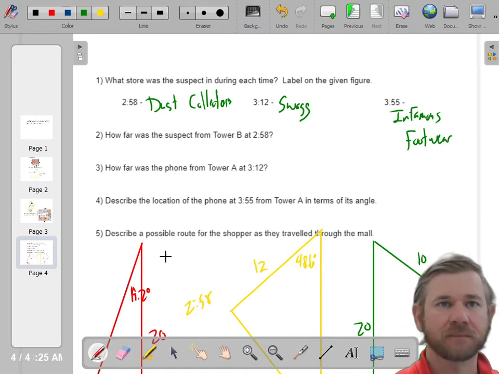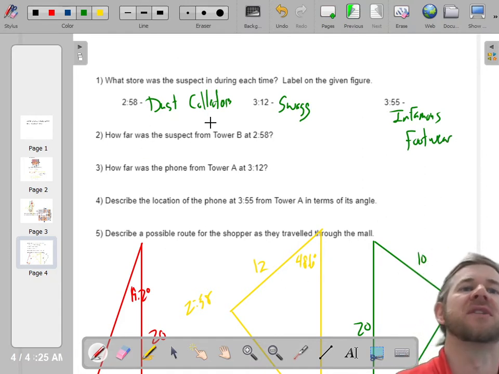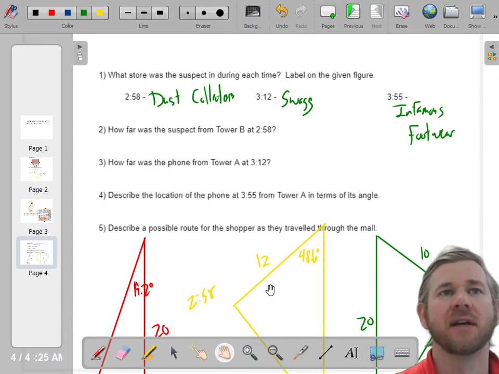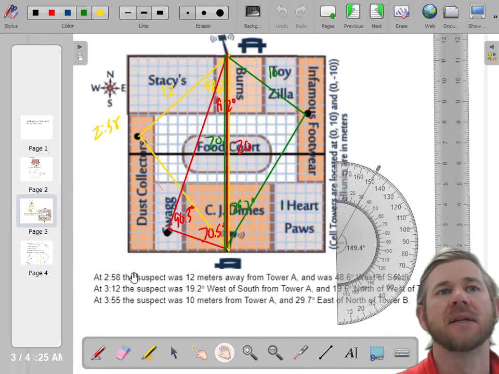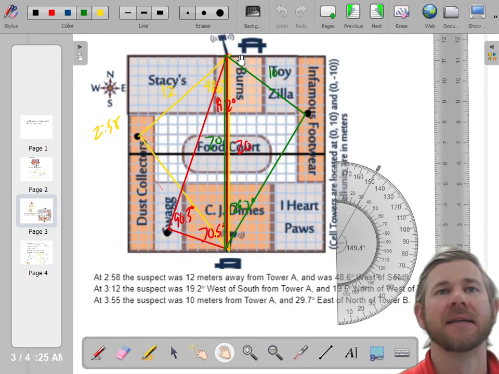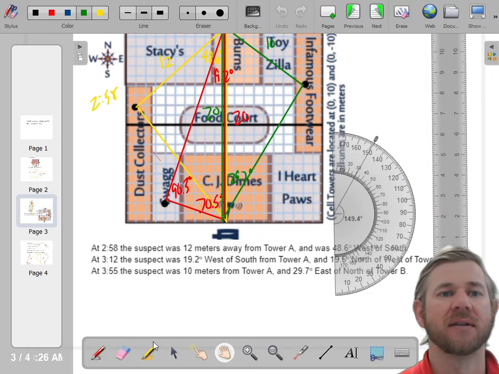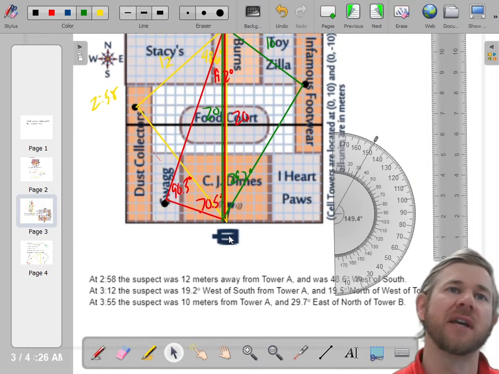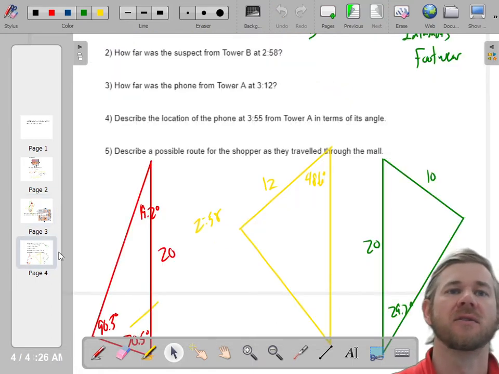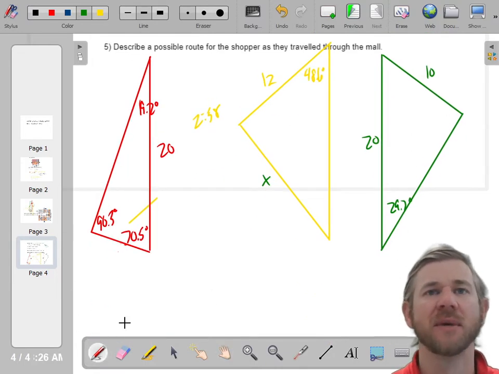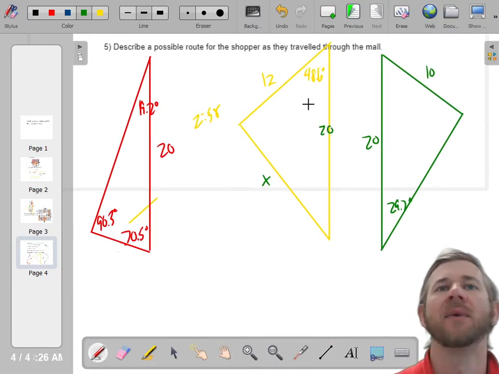Cool. So first thing it says, how far was the suspect from Tower B at 258? So 258, they were in the dust collectors. So 258 dust collectors, that's this yellow one. And it says, how far were they from Tower B? So Tower B is, that's Tower B. I can't see it. This is Tower B down here. How far were they from Tower B? So we're trying to figure out the distance here. So the unknown is this distance. That's our X. And what information do we have? We know this is 20 again. And we have side angle side.